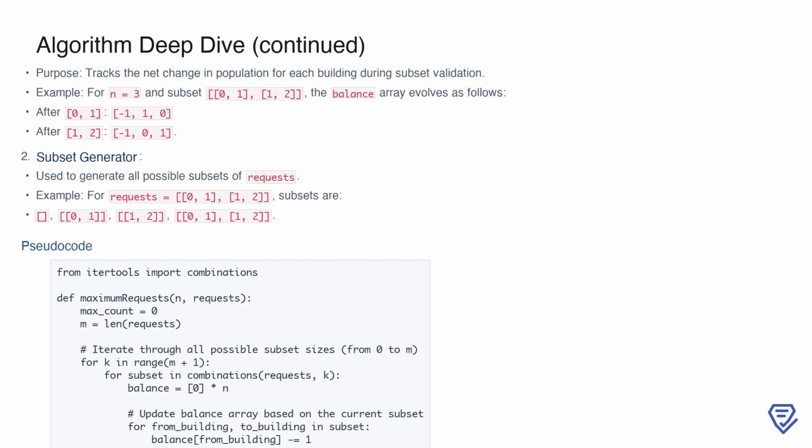Another essential component is the subset generator, which systematically generates all possible subsets of the requests list. For a list of requests like [0,1], [1,2], the subsets would be the empty set, the subsets with one request, [0,1] and [1,2], and the full set, [0,1], [1,2]. These tools are integral to evaluating all potential solutions and identifying the largest valid subset.